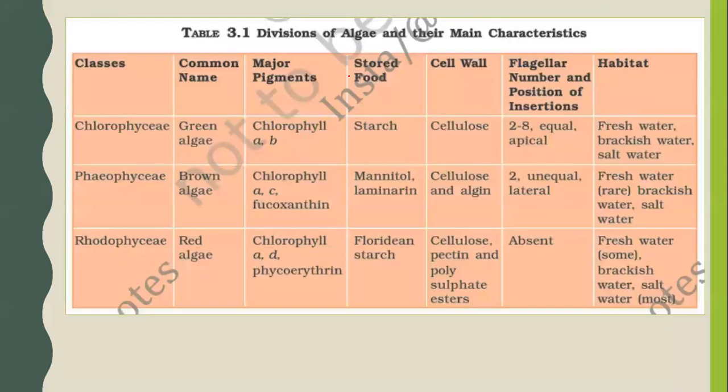This is a very simple thing which is there in your NCERT itself, so at that point of time we told you to revise it. First one is Chlorophyceae, commonly referred to as green algae. The major pigments are chlorophyll a and chlorophyll b. Food stored is starch. Cell wall is made up of cellulose. They have 2 to 8 equal apical flagella.